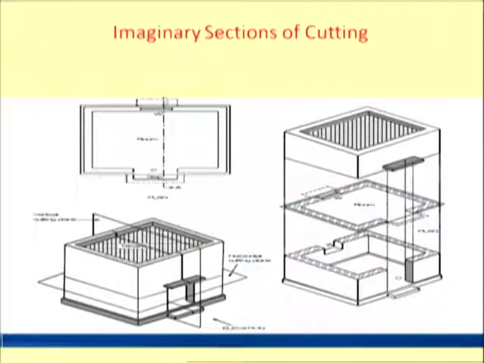So at least the vertical section should pass through important components of the building. Like this window is an important component, so we are passing it through the window, then this door. Particularly for this type of structure, a single room, a single vertical section is sufficient to convey all the vertical dimensions.